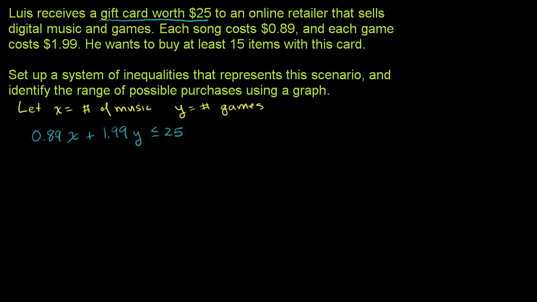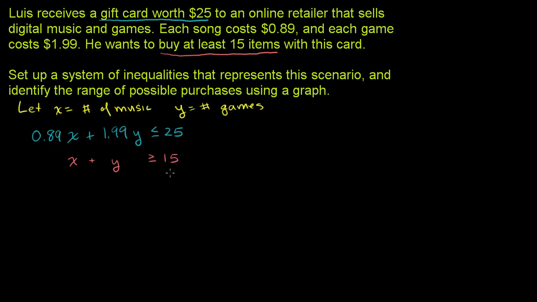And then the second constraint is that he wants to buy at least 15 items with his card. So the number of songs plus the number of games has to be at least 15. So x plus y has to be greater than or equal to 15. And so just like that, we have our two constraints. We've set up the system of inequalities that represents the scenario. Now we need to identify the range of possible purchases using a graph.